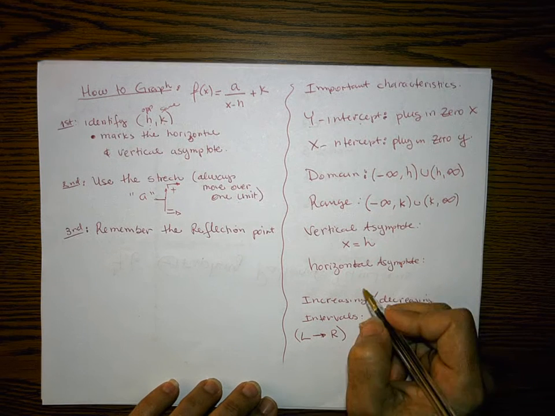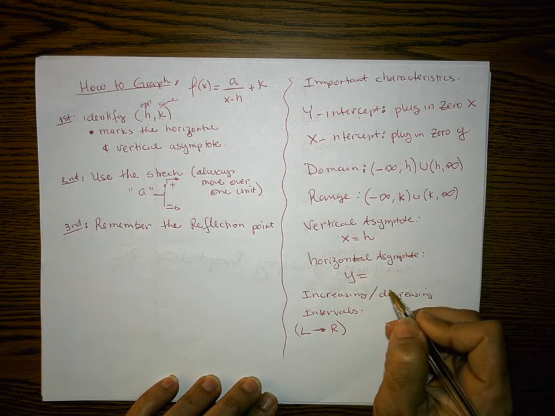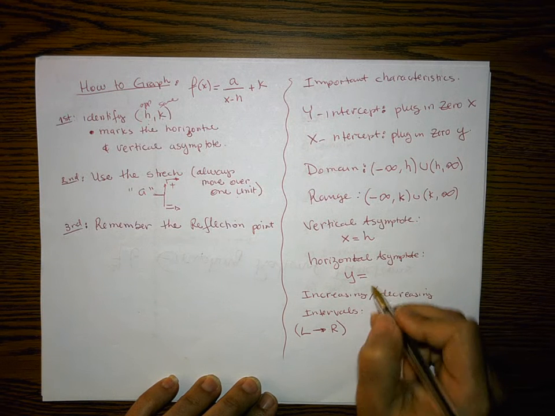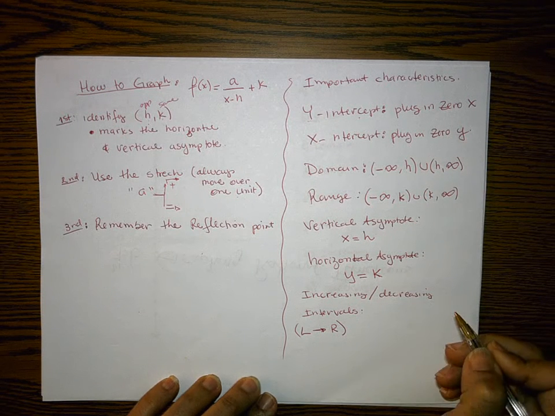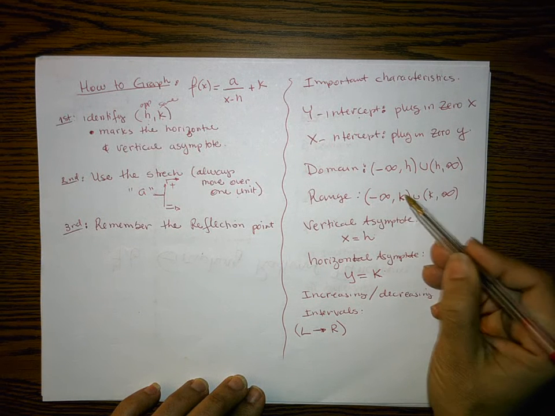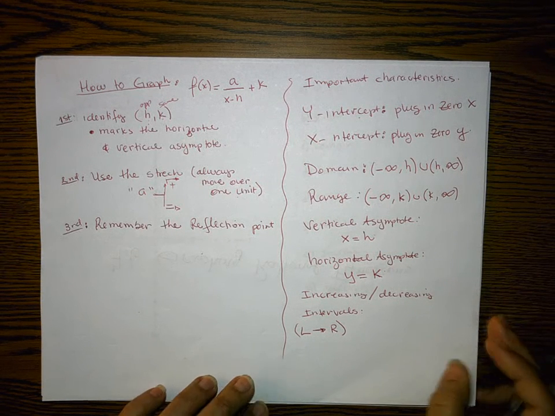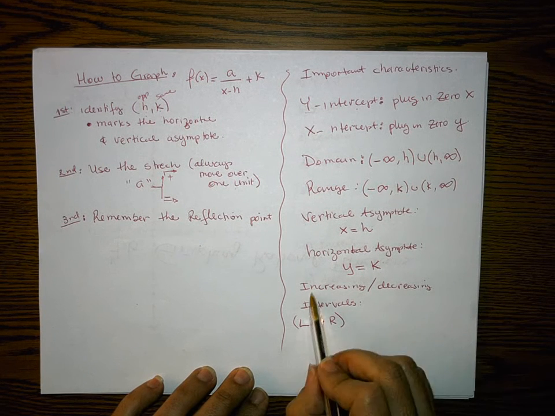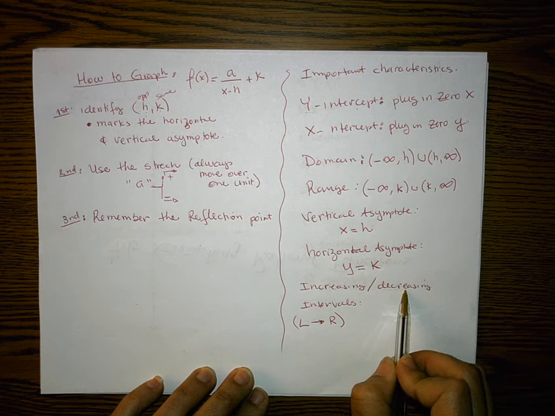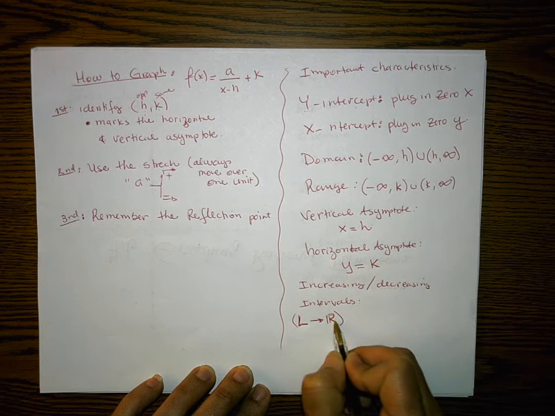Your horizontal asymptote is a horizontal line, so it's y equals a certain constant, and that constant is your k value. It always stays that way, and that's why h and k are so important. As you can see, they are used throughout the characteristics of the function. Then we're going to talk about domain and where it's increasing and decreasing intervals. We always read the function from left to right.